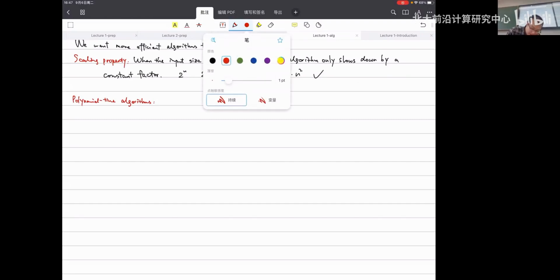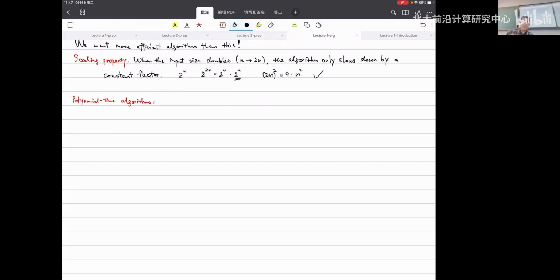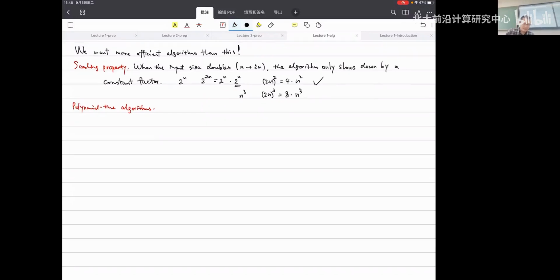In English, poly is a prefix that in general represents many things, but the word polynomial has a specific meaning. For instance, if you look at the algorithm with cost n squared, 2n squared equals 4 times n squared. But how about an algorithm with cost n cubed? Making the computation, 2n cubed equals 8 times n cubed. So we are talking about the scaling property: this only slows down by a constant factor. 4 is a constant and 8 is also a constant. So n squared is good.